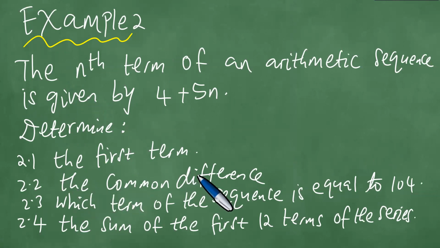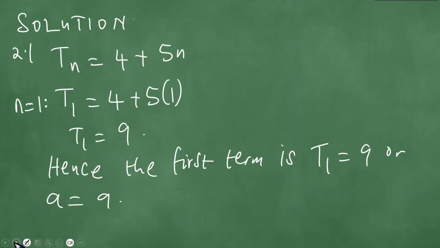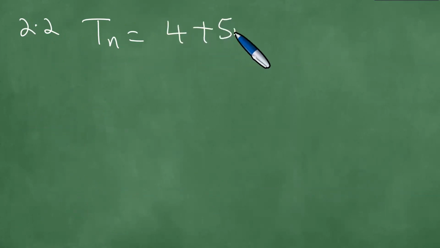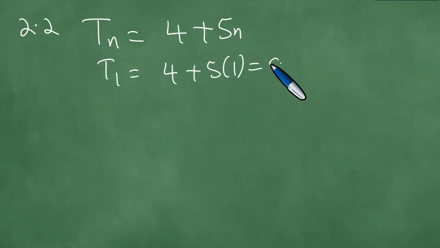Next question, 2.2: what is the common difference? They're looking for the common difference. To find the common difference, you just need 2 terms because you have already been told it's arithmetic. So in 2.2, you already know that Tn is 4 plus 5n. T1, T2.